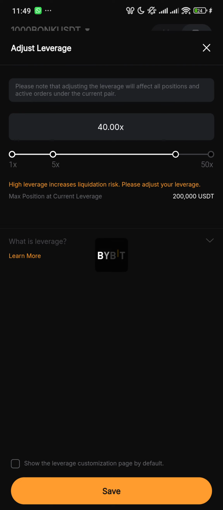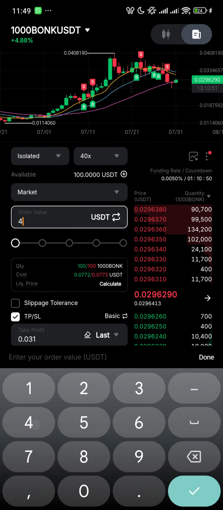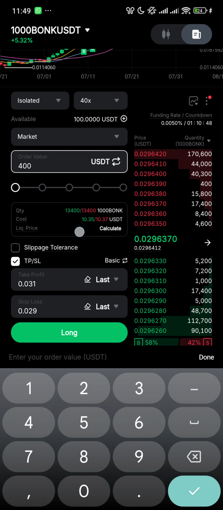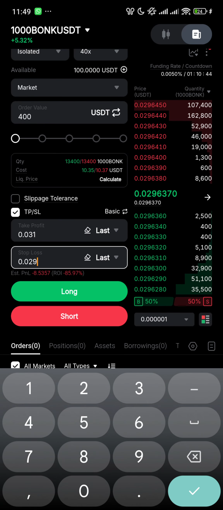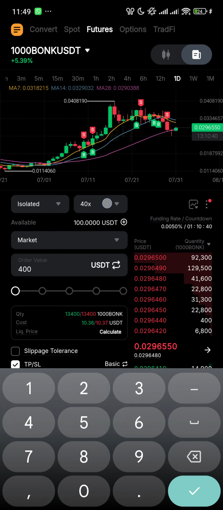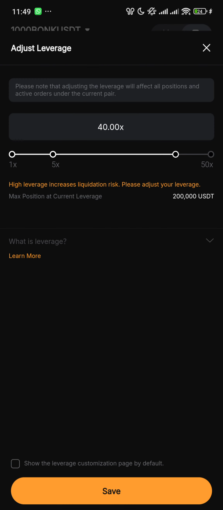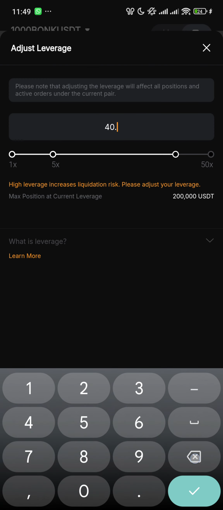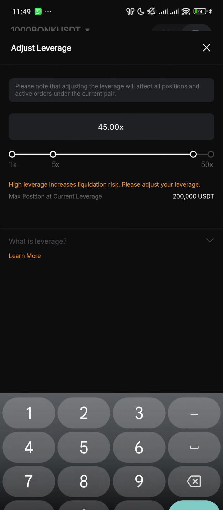So now we'll be using 400. Be using 400, right? So the stop loss is at $8. Right, so let's increase it to 45. I just want it to be at $10, so I know I'm risking $10 for this trade. So 45. Okay, so it will be 450.